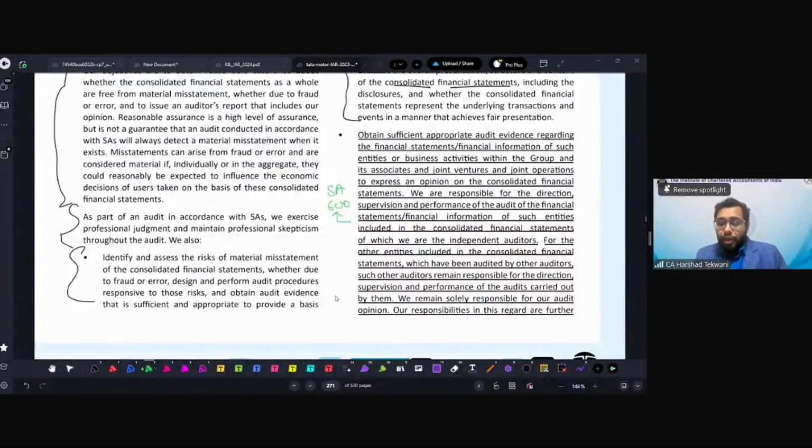in other matter paragraph. So one additional paragraph on the auditor's responsibility when it comes to the consolidated audit report or audit report on the consolidated financial statement. Okay, in line with SA 600. Clear? Any doubt?